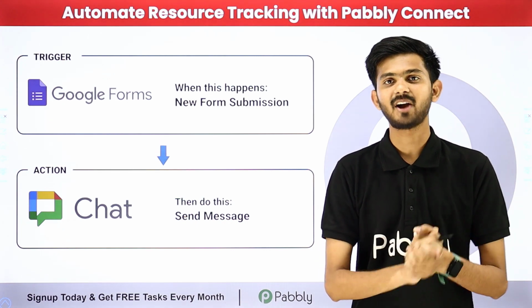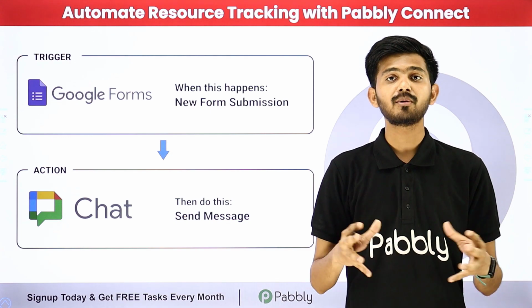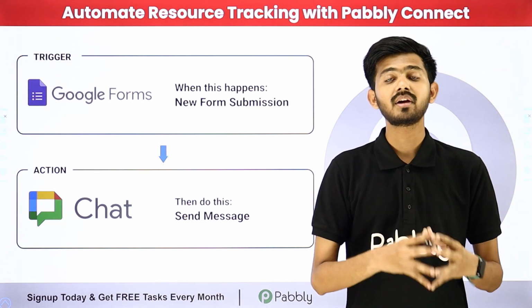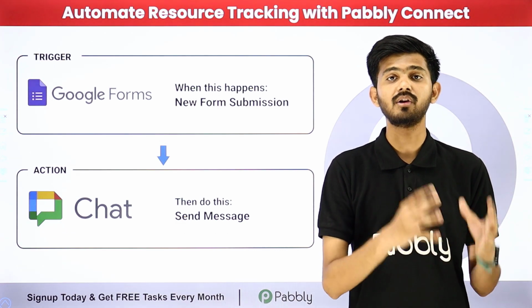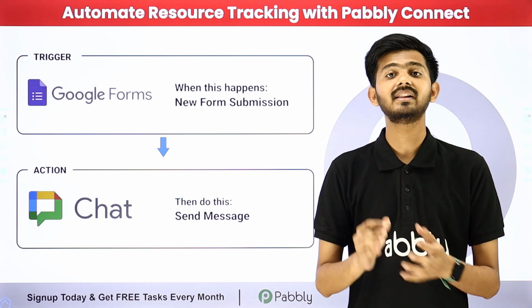Hello everyone, today our topic is how to automate resource tracking with Pabbly Connect. So suppose I work with maintaining the resources and tracking the resources in the company. So here what I did is that I have created a Google form, and now whenever someone needs any resources from the company, then they can fill that form.